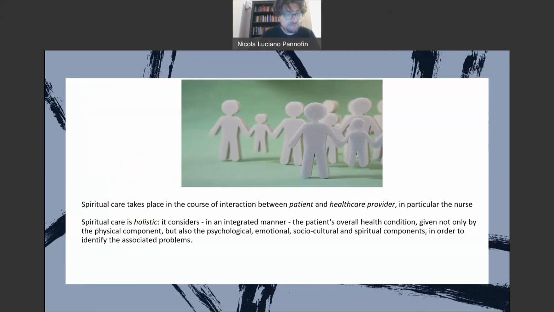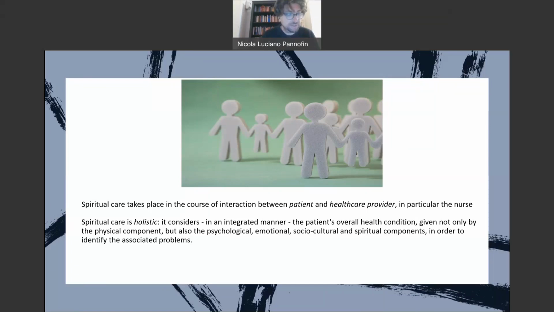The integration of spirituality into therapeutic practices takes place in the course of the interaction between the patient and the health care provider, in particular the nurse. Spiritual care consists of a number of fundamental steps, which are typical for the nursing process. The nursing process is understood as the sequence of steps which guide the nurse in a critical thinking, patient-centered, evidence-based, and compassionate nursing care.